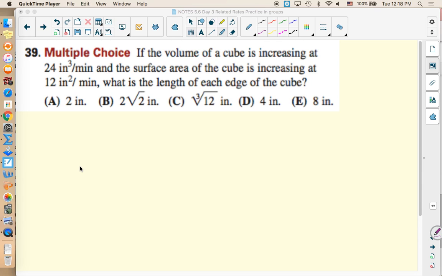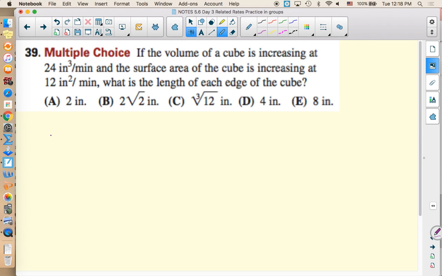So they tell us that the volume of a cube is increasing at 24 inches cubed per minute, and the surface area is increasing at 12 square inches per minute. What's the length of each edge of the cube at that time? So if I go with the pig idea, what is permanent, what's instantaneous, what do I have to get? A cube has all of its edges as x, so that's going to refer to the length of each edge of the cube, and those are what my 5 choices are.